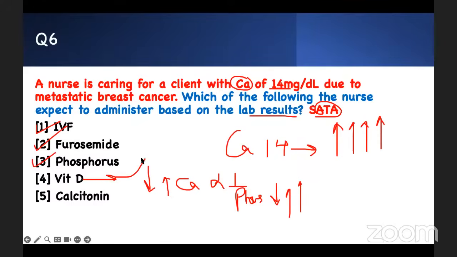Vitamin D will help with absorption of calcium, and that will increase your calcium. Therefore, we don't want this. Calcitonin basically breaks down bone so that your calcium does not increase anymore. So that's that. So this is the treatment of hypercalcemia, 1, 2, 3, and 5.